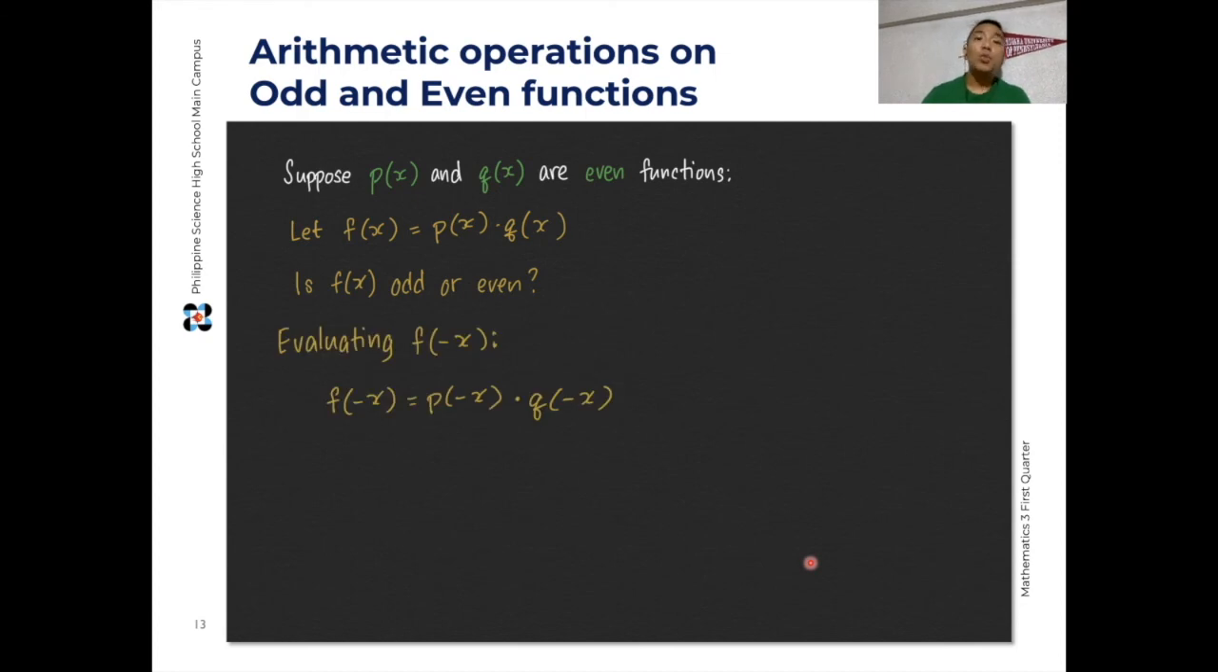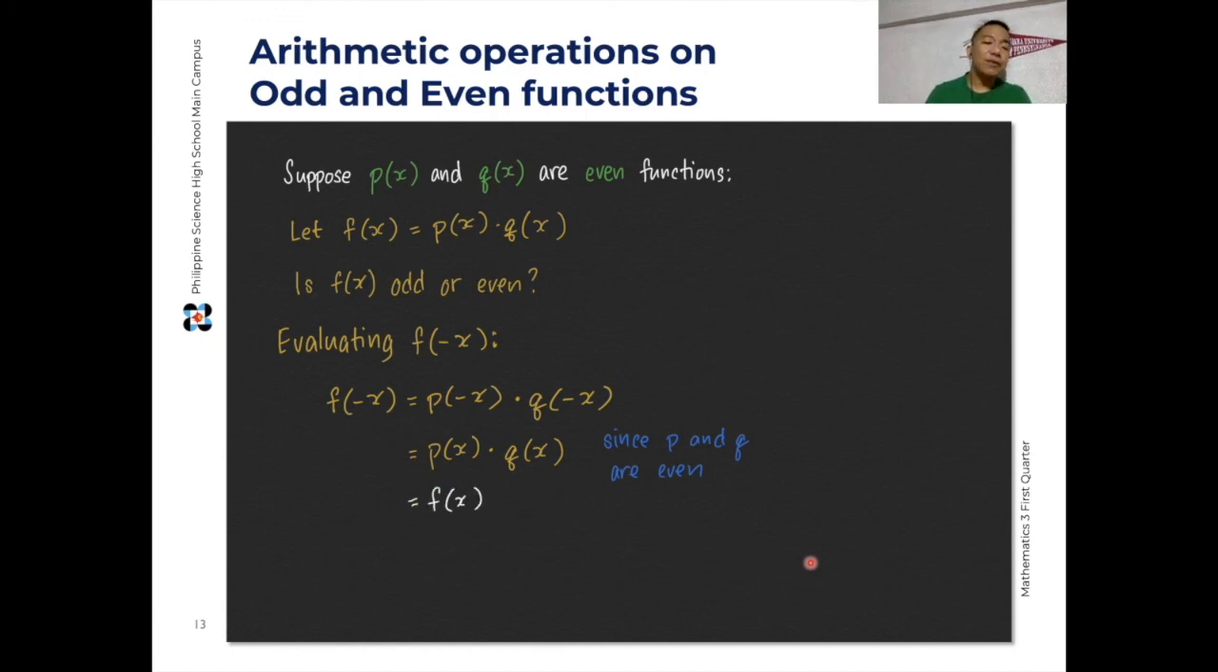So what do? We evaluate using f of negative x. So f of negative x, this is the same as p of negative x times q of negative x. But what do we know? We know that p and q are even. So p of negative x, babalik lang tayong p of x. q of negative x, babalik lang tayong q of x. And what do we get? We're back at the original function, f of x.